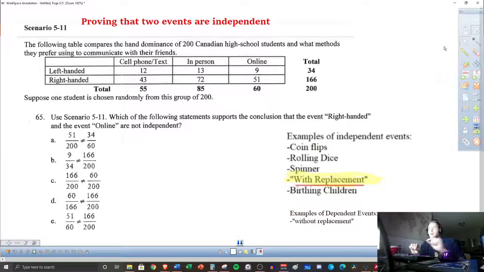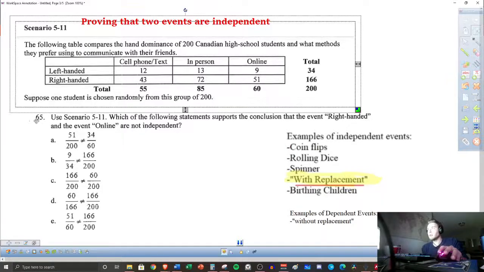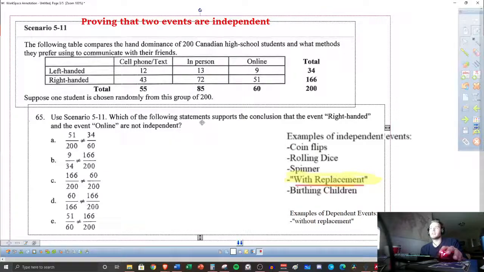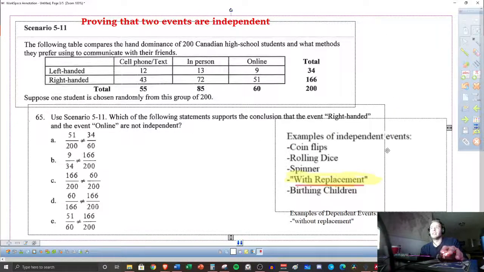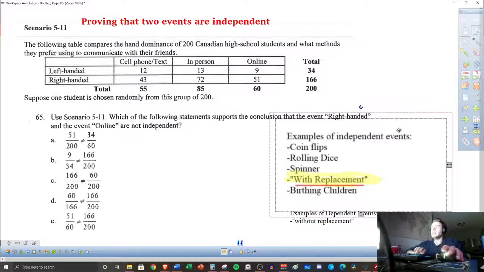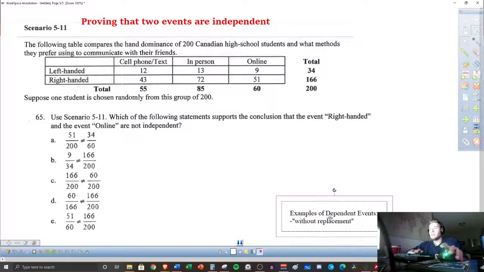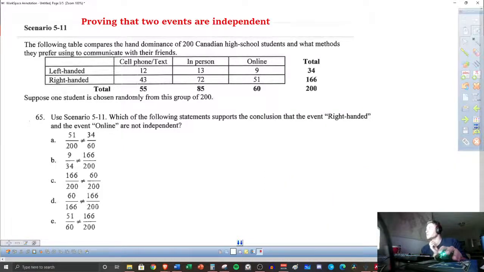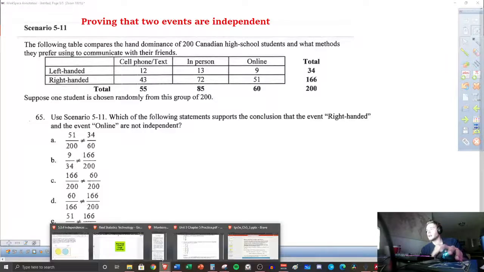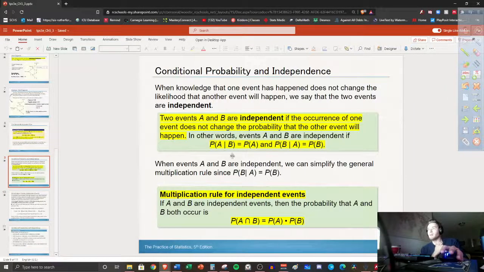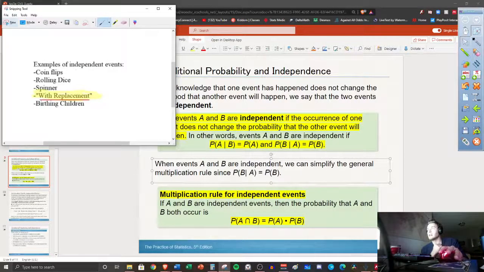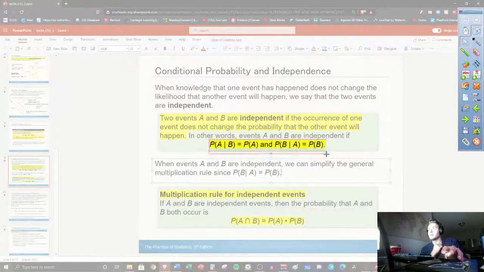This comes straight from the problem set. We're using this table here. This is number 65. It says, which of the following statements supports the conclusion that the event right-handed and the event online are not independent? In our notes, we had written this rule here, and this is what we need. Let me go ahead and copy that in here, because we need this rule.